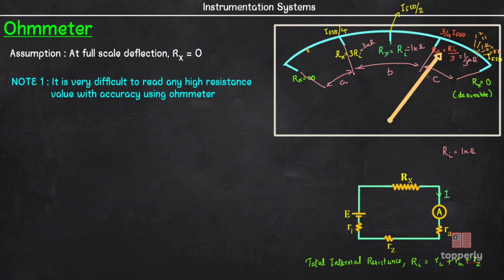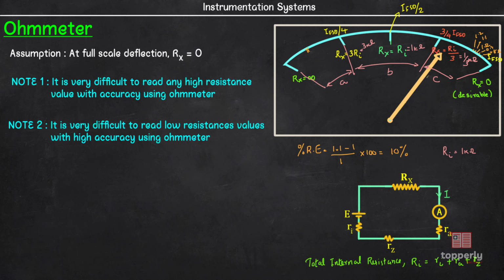So while taking measurement, there is high chance of human errors like parallax errors. So let's say instead of 1 ohm, you read the measurement as 1.1 ohm. Then the percentage relative error in this case is percentage RE is equal to 1.1 minus 1 ohm by 1 ohm into 100, which is 10%. And this is a very high relative error. Thus we can conclude that it is very difficult to read low resistance values with high accuracy using ohm meter.